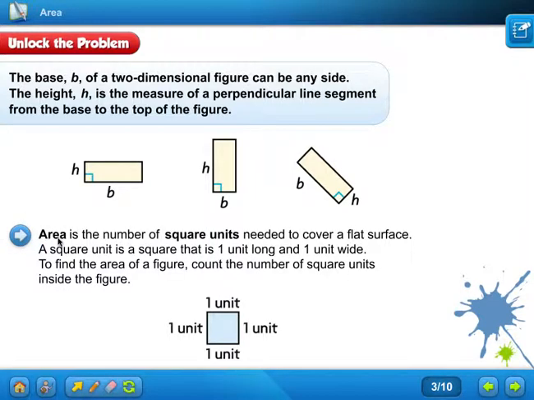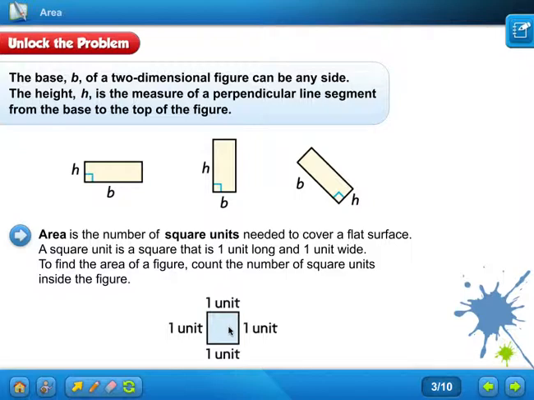So let's look at this one. Area is the number of square units needed to cover a flat surface. A square unit is a square that is 1 unit long and 1 unit wide. To find the area of a figure, count the number of square units inside the figure. So this is 1 unit by 1 unit. All these are 1 unit. So this would be 1 square unit to cover whatever you're doing.